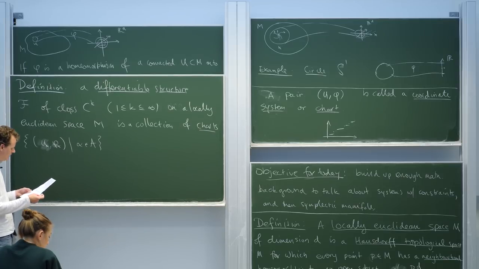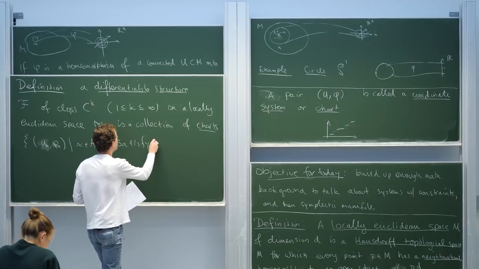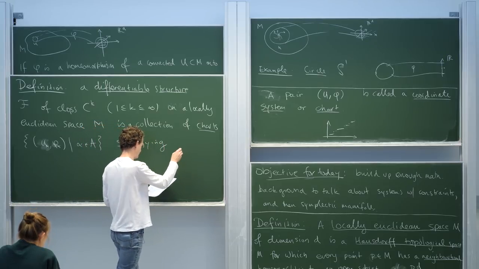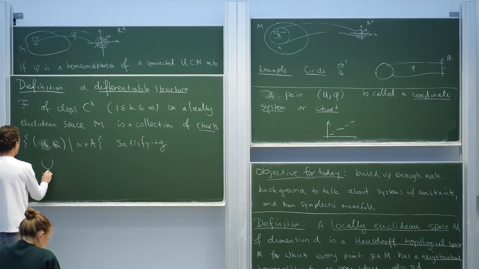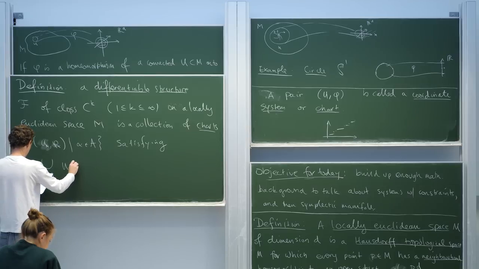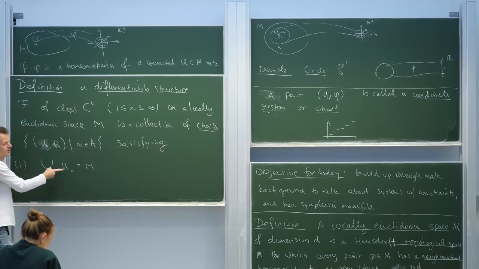So it's a bunch of charts satisfying some extra conditions. So condition 1, well, nothing's missed out. This is the simplest possible requirement we could have of a bunch of charts. Every point in M appears in at least one chart. So we're not going to miss out any points.